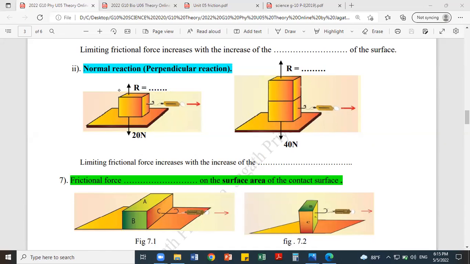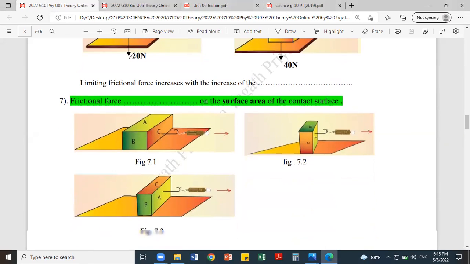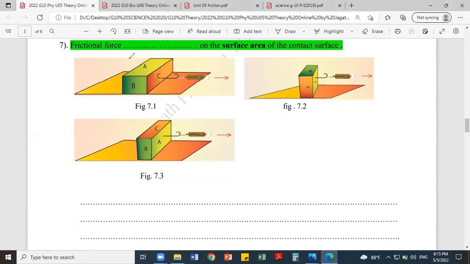Next one, number 7, frictional force. Any volunteers who can tell me the effect of which factor is tested here? You can see the same block of wood. If you take, say, 1 kilogram, in all three figures it is the same block of wood but with different surfaces in contact. In all three figures, the same block of wood means the same weight.